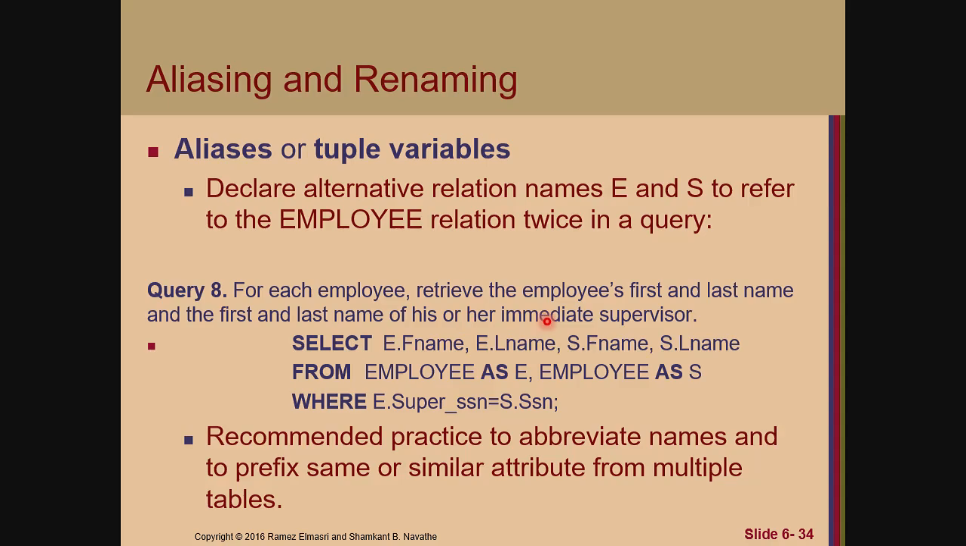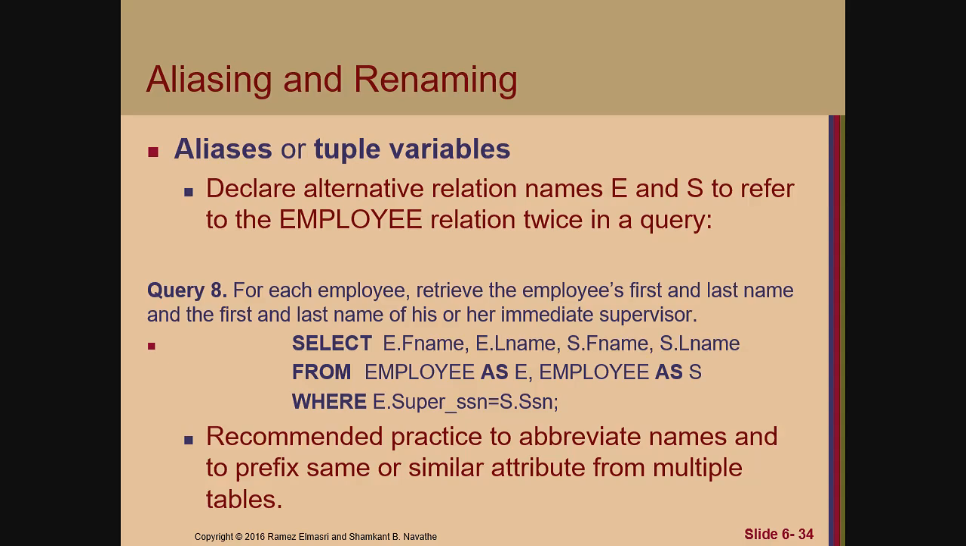Here they want the employee first name, last name, and the supervisor name. If you can remember the ER diagram of the employee and the supervisor, the employee has attributes, right? The attribute has the self relation to itself, the supervisor relation.